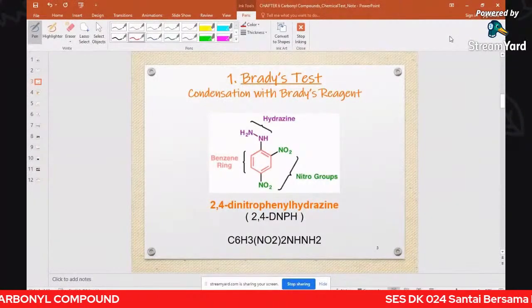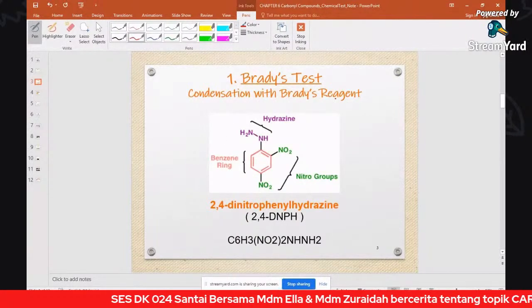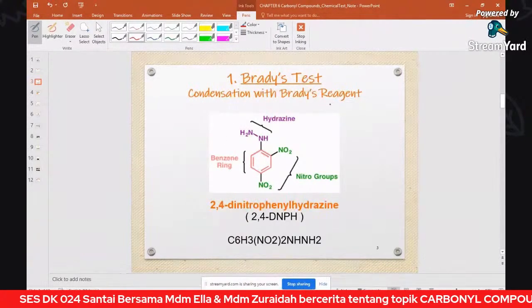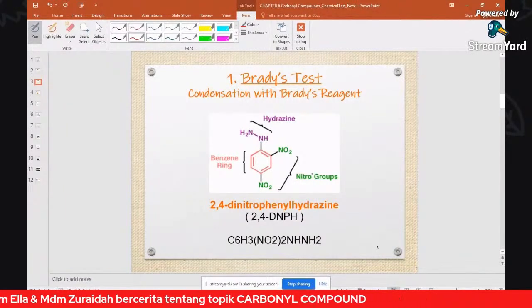Brady test is condensation reaction with Brady reagent. Okay, kelas, apa itu Brady reagent? Brady reagent kita menggunakan 2,4-dinitrophenylhydrazine, atau short form dia 2,4-DNPH.